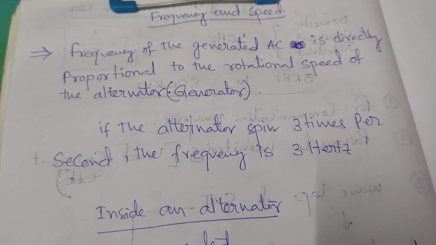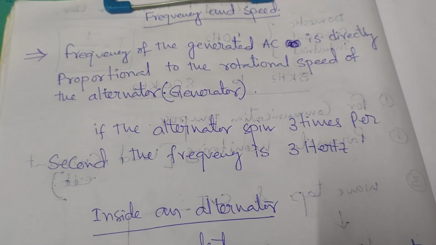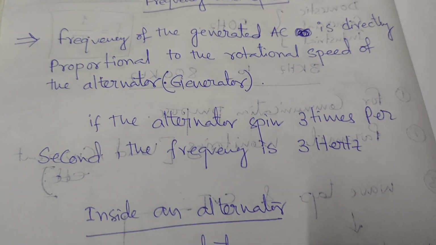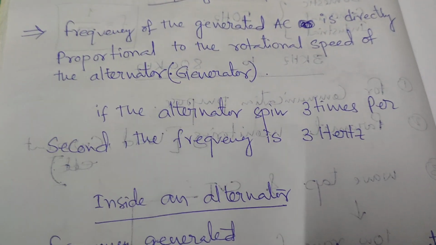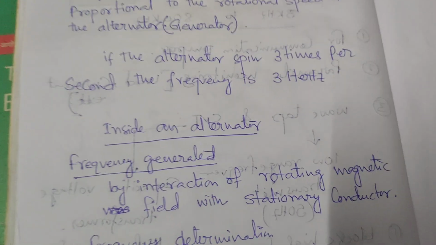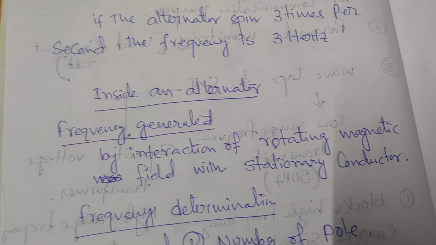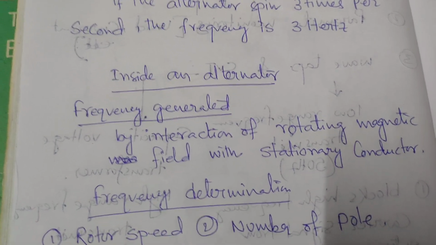If the alternator spins 3 times per second, the frequency is 3 Hz. If the alternator is rotating 50 times per second, the frequency will be 50 Hz. So what is happening inside the alternator? How the frequency is generated, what the frequency is, and why this frequency is very, very important here.